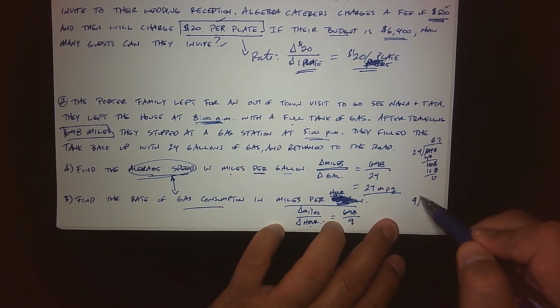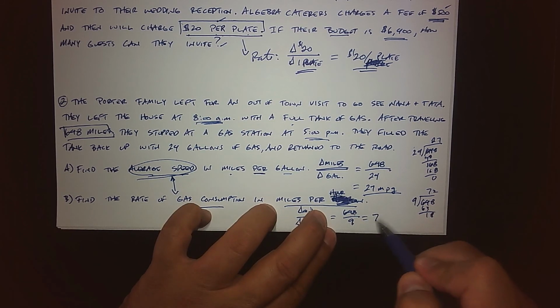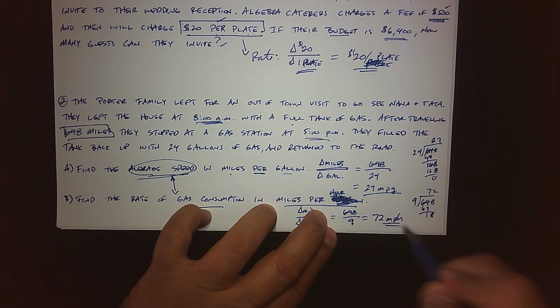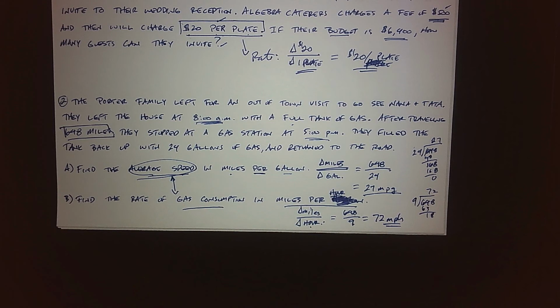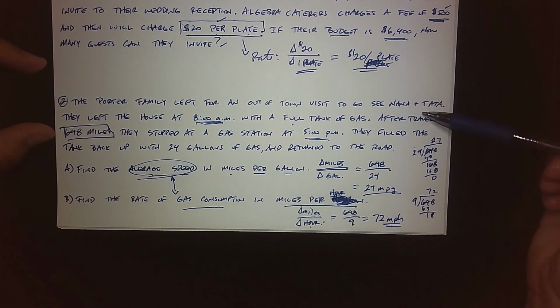To find this, we'll do long division again. 648 divided by 9. I think 9 goes in there 7 times, and then 9 goes into 18 twice. So how fast were they roughly going on this trip? 72 miles per hour. I apologize for the slight hiccup, but again, a lot of verbiage there.